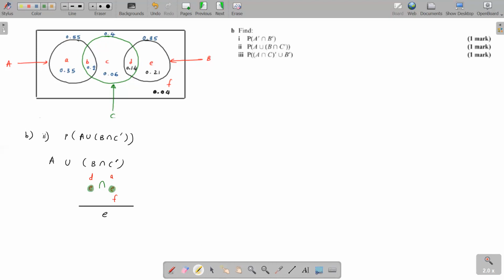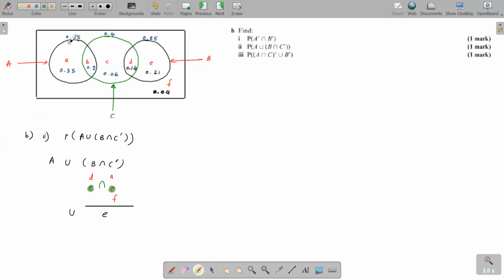Region E is common. All right, so this is the answer for B intersection C dash. Okay, B intersection C dash is the answer. So we need to take the union of this with A.